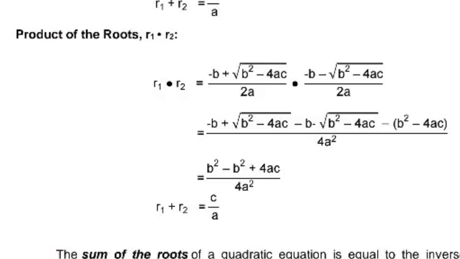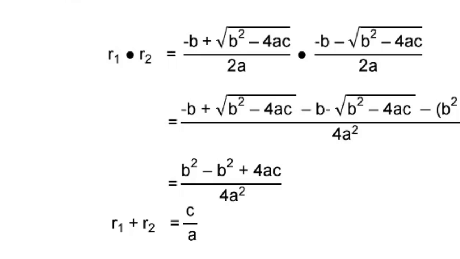And if we're going to have the product of the roots, r sub 1 times r sub 2, this is equal to negative b plus square root of b squared minus 4ac over 2a times negative b minus square root of b squared minus 4ac over 2a. Then negative b times negative b is b squared. Then negative b times negative square root of b squared minus 4ac should be plus b times the square root of b squared minus 4ac.